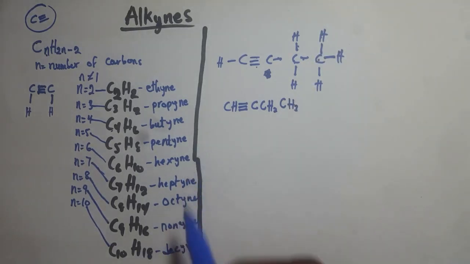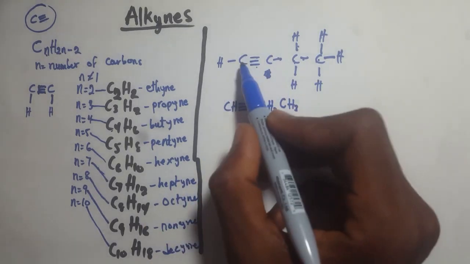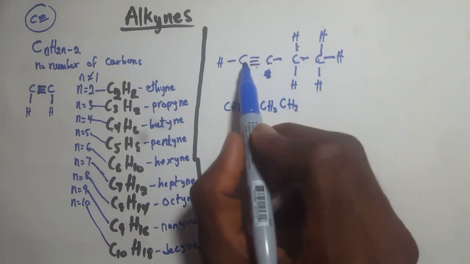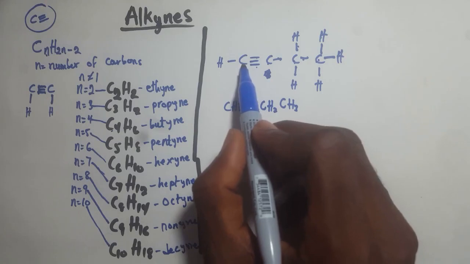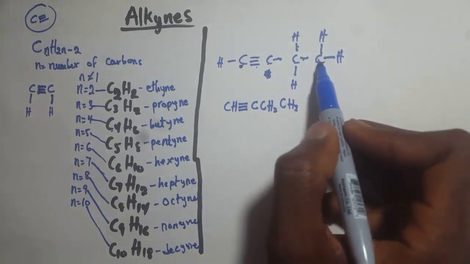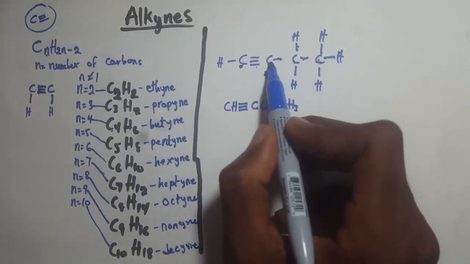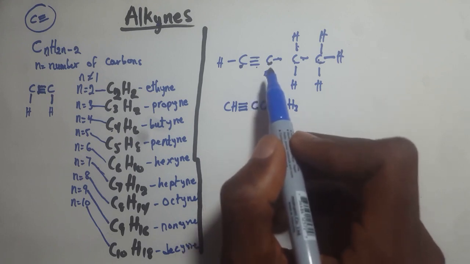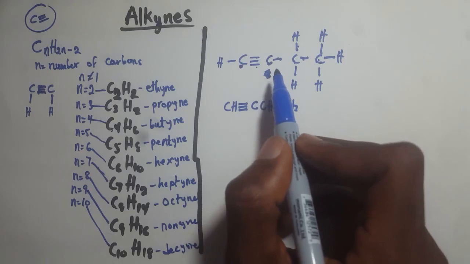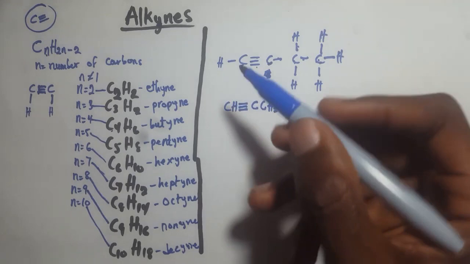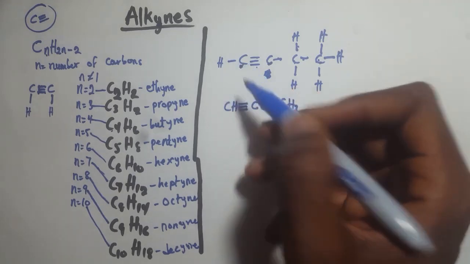Now when you are naming alkynes, you state the position of the triple bond and you use the least number. Now when you start counting from here, 1, 2, 3, 4, you have 4 carbons. The triple bond is on the first carbon when you start counting from your left to your right. Now when you start counting from your right to your left, 1, 2, 3, it is closest to the third carbon. Now according to the nomenclature of organic compounds, you use the least number. So from here is 1.